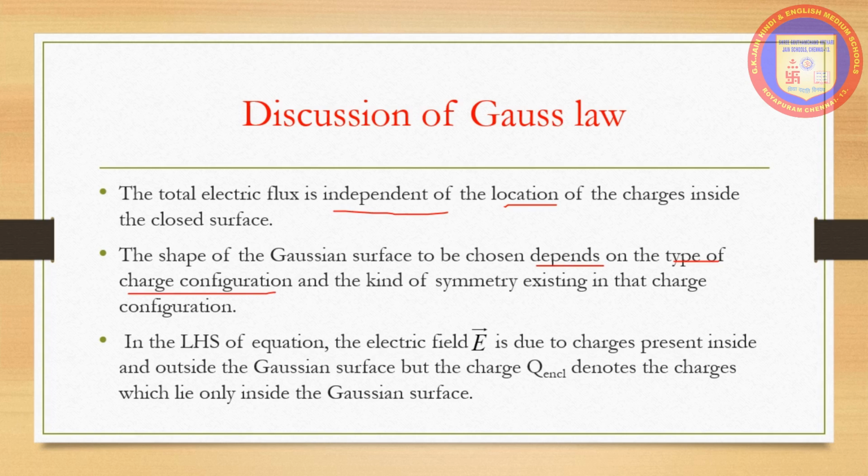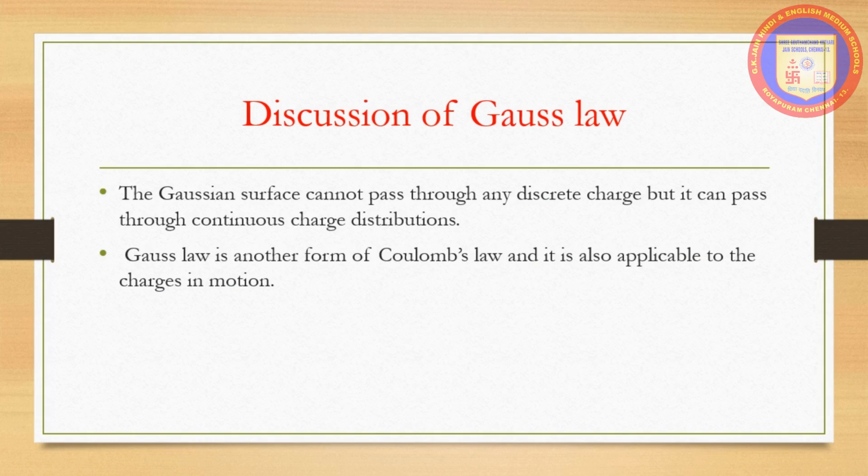In the left-hand side of the equation, the electric field E is due to charges present inside and outside the Gaussian surface. But the charge Q enclosed denotes the charges which lie only inside the Gaussian surface. The Gaussian surface cannot pass through any discrete charge, but it can pass through continuous charge distributions. Gauss law is another form of Coulomb's law, and it is also applicable to charges in motion.